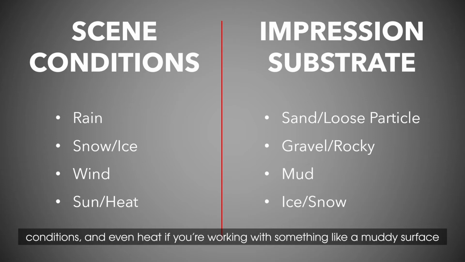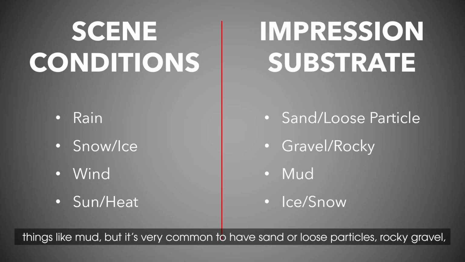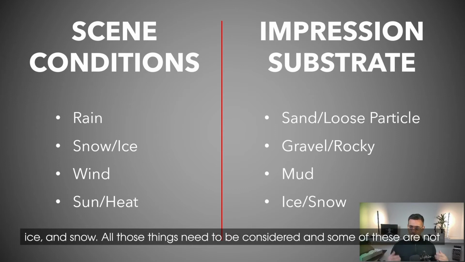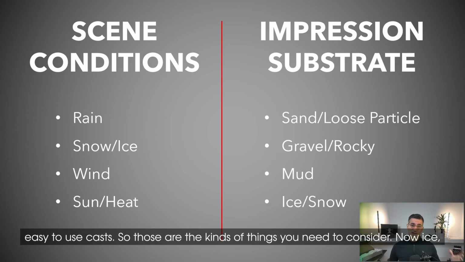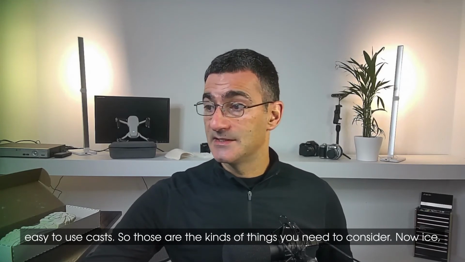Sun for lighting conditions, and even heat if you're working with something like a muddy surface or whatever that's starting to dry or crack. It can change the impression. So the substrates, I've already mentioned things like mud, but it's very common to have sand or loose particles, rocky gravel, ice and snow. All those things need to be considered, and some of these are not easy to use casts. So those are the kinds of things that you need to consider.